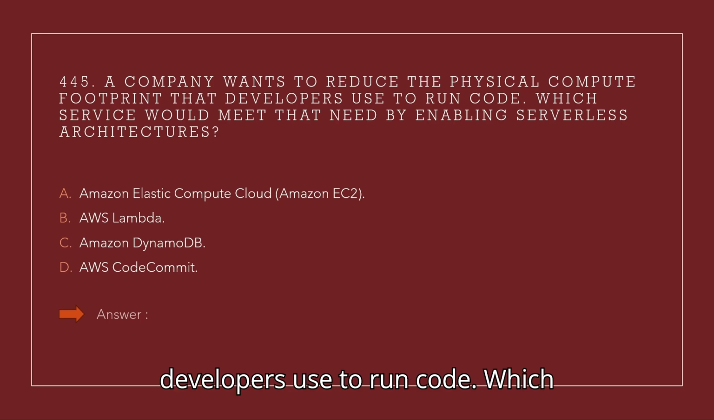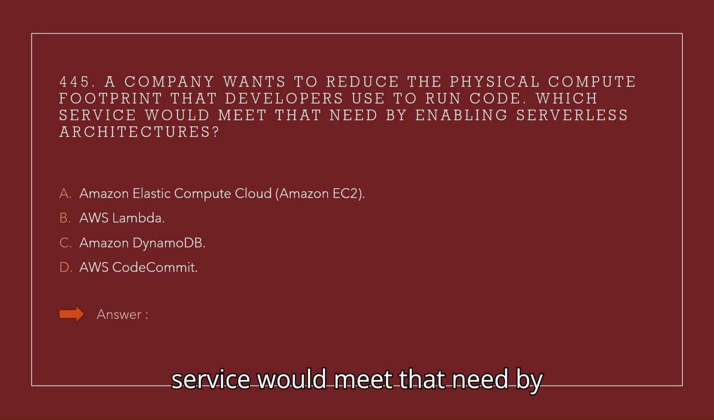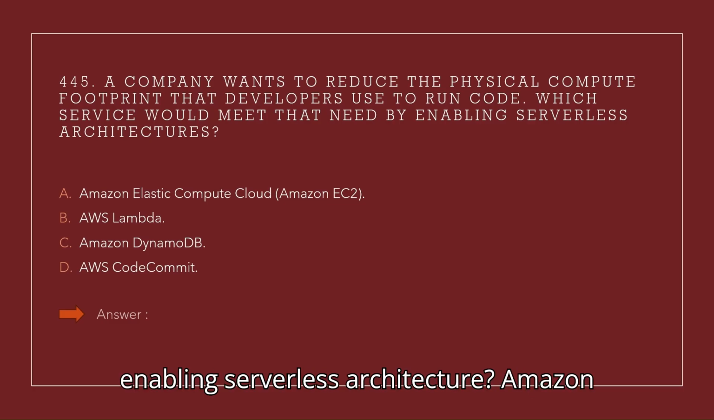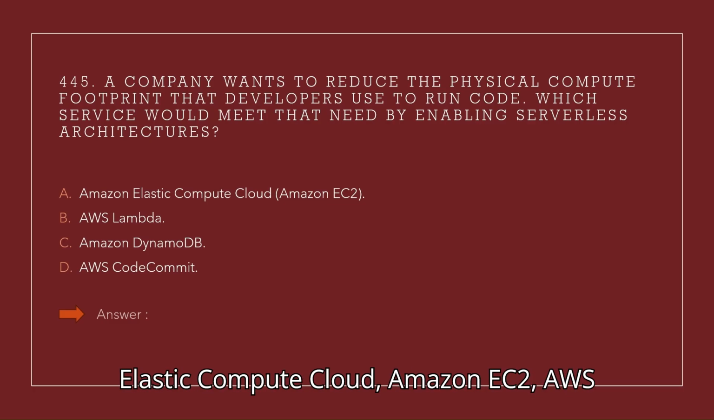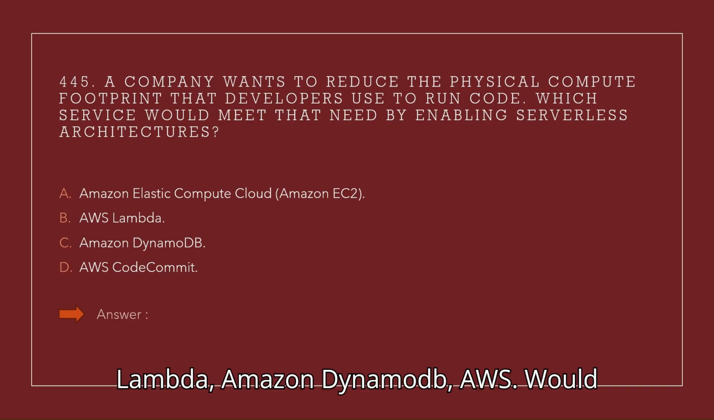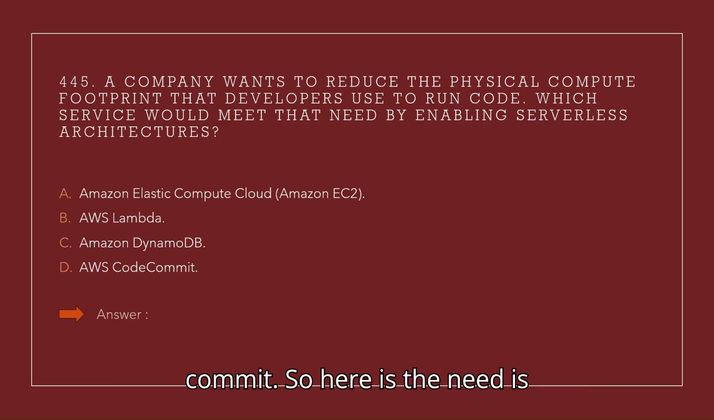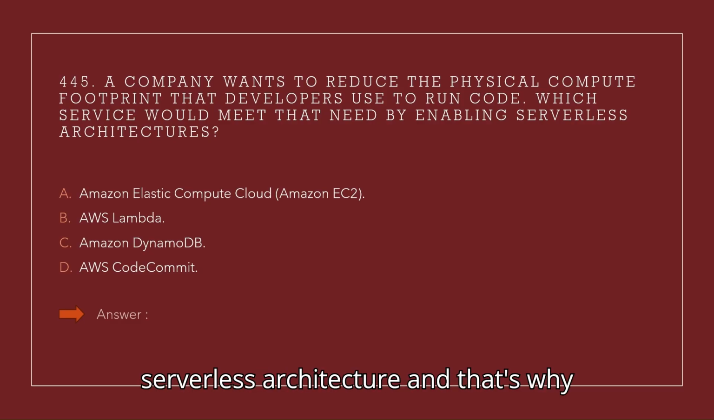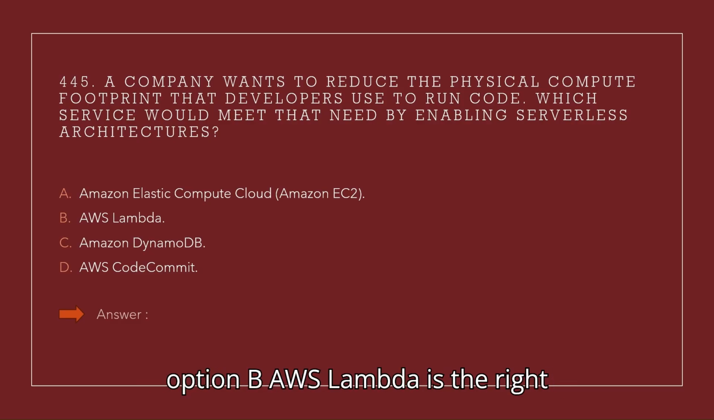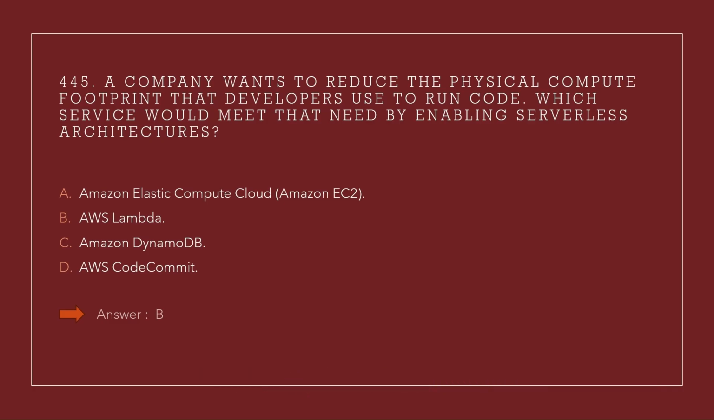A company wants to reduce the physical compute footprint that developers use to run code. Which service would meet that need by enabling serverless architecture? Amazon Elastic Compute Cloud, Amazon EC2, AWS Lambda, Amazon DynamoDB, AWS CodeCommit. So here the need is serverless architecture, and that's why option B, AWS Lambda, is the right option here.